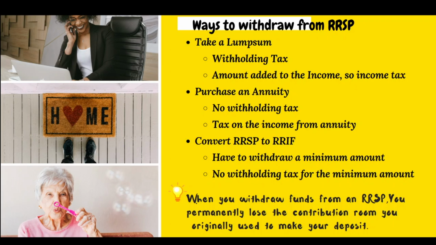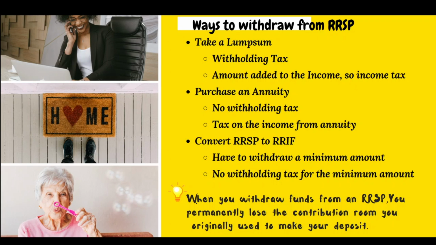Third, convert to a registered retirement income fund or RRIF. This is a retirement scheme where you'll have to withdraw a minimum portion of your savings each year, while the rest continues to grow. For RRIF, there is a minimum amount that you have to withdraw, but no maximum. Unless you cash out more than the minimum, there is no withholding tax.